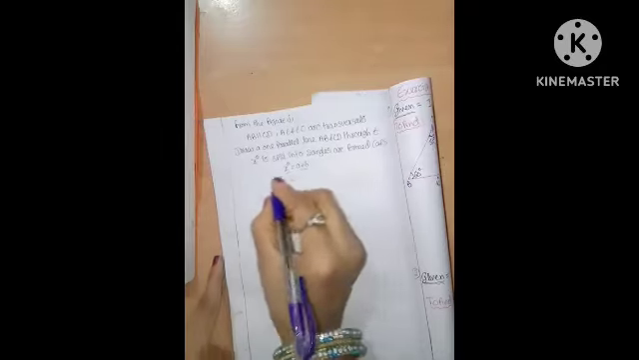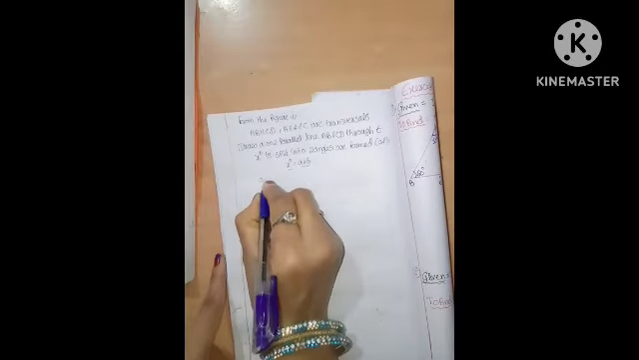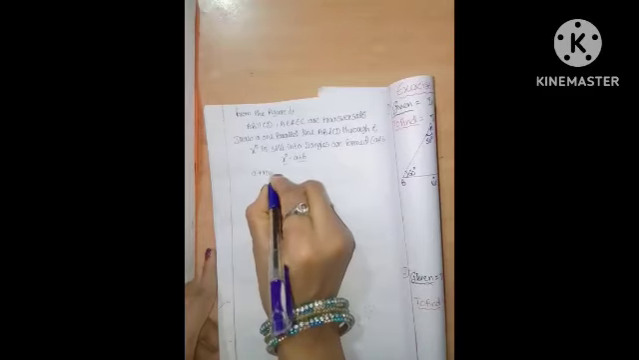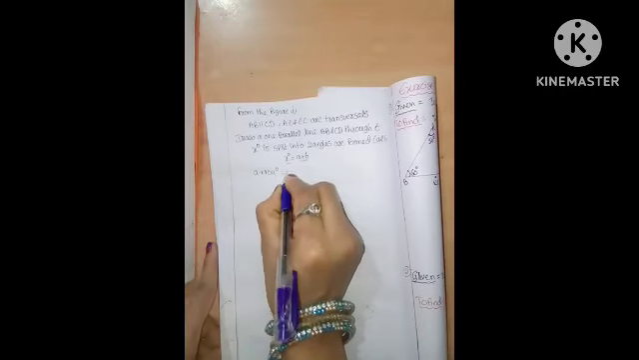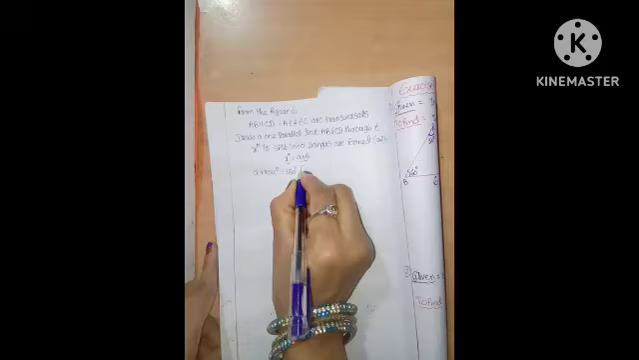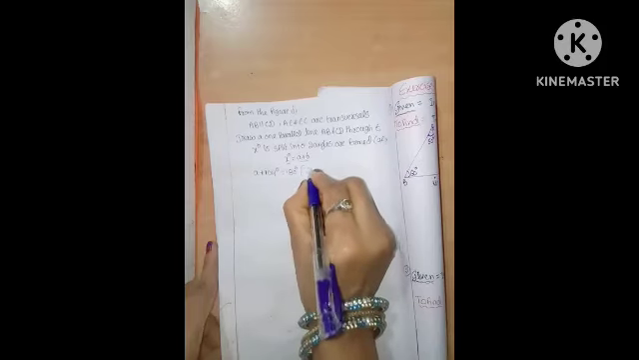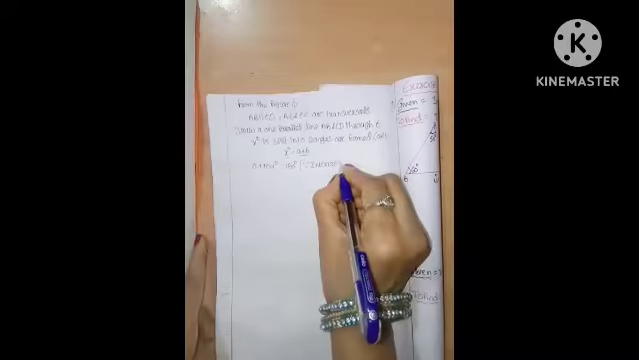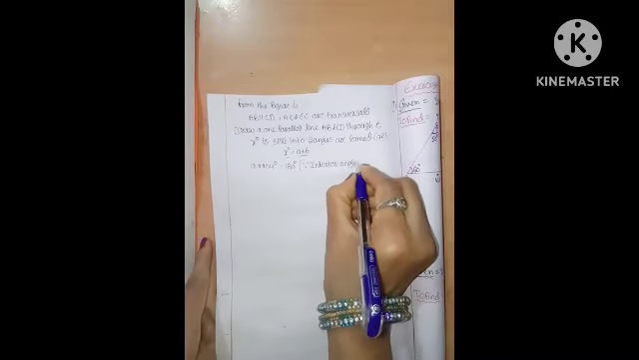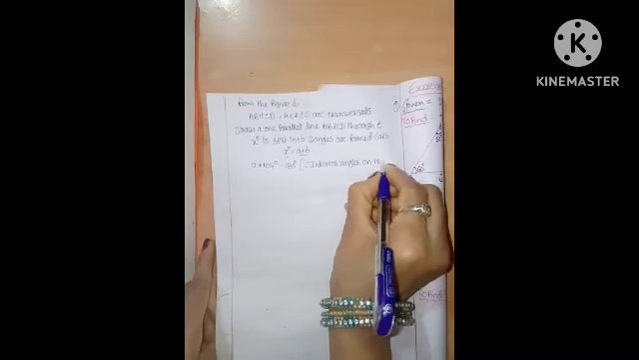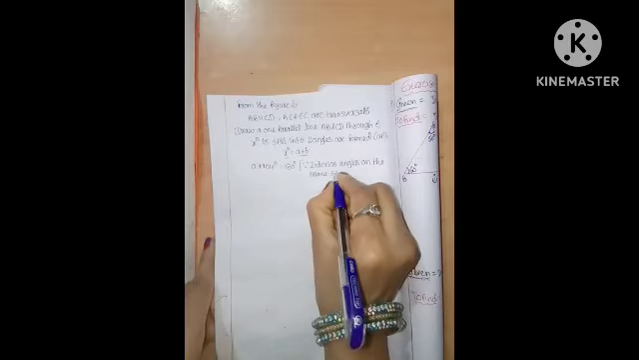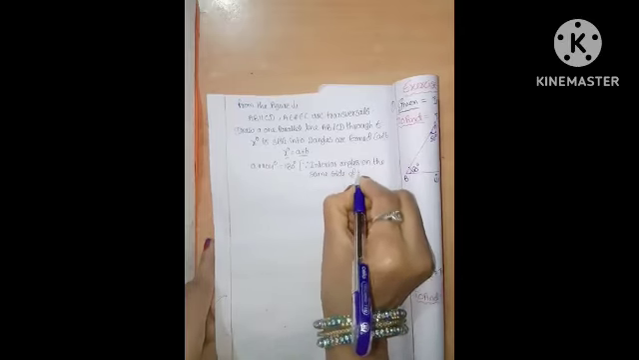How will you get the A value? A plus 104 is equal to 180 degrees. Why is it equal to 180 degrees? These two are interior angles on the same side of the transversal.